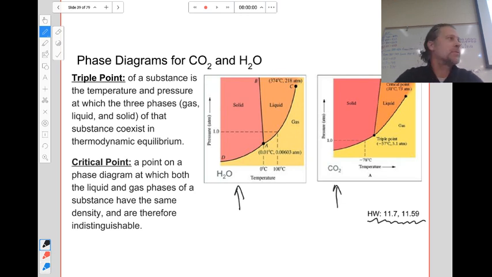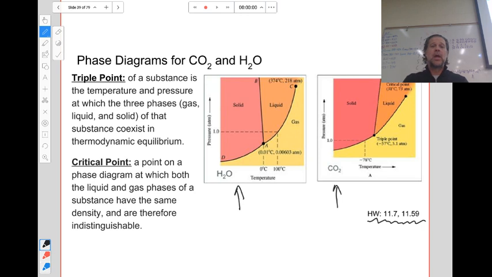The triple point of a substance, remember, is defined as the temperature and pressure at which all three phases, the solid, the gas, and the liquid, exist at thermodynamic equilibrium. We haven't talked about thermodynamic equilibrium yet. I don't think that we really covered it at all last year either. But essentially what that means is that they are at equilibrium, which means that the energy required to make a solid, liquid, and gas are all exactly the same at that particular point in time.